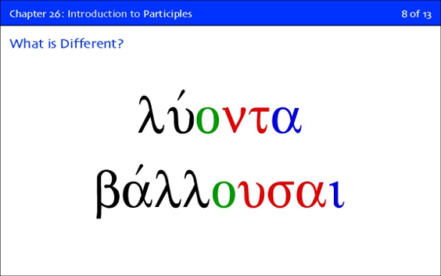Okay, what about ballousai? The ous is the feminine form of the nu tau, and you have an iota. It's not subscripted, so what case, number and gender is it? Nominative, feminine, plural. Right, very good. So ballousai is a present active participle, nominative, plural, feminine, from ballo, meaning throwing. See, it's easy, isn't it?